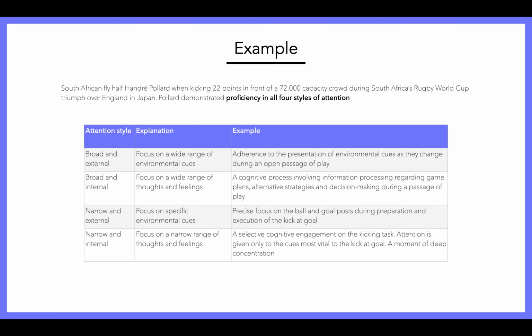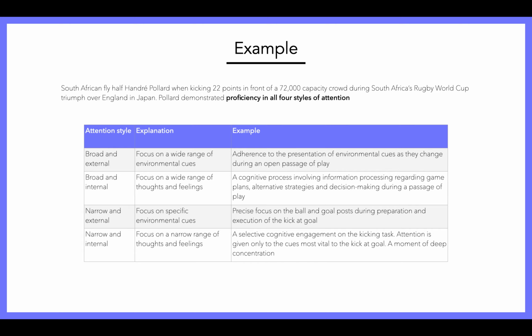You've got then broad and internal, so a wide range of thoughts and feelings. So it's a cognitive process, okay? You're thinking about alternative strategies regarding your decision making during a passage of play. So a bit like the football example I give. Narrow and external, specific environmental cues. So as we've just said, Pollard scored 22 points from kicking. It was said that every time he kicked, he was just focusing on the ball and the goalpost. He blocked out the crowd.